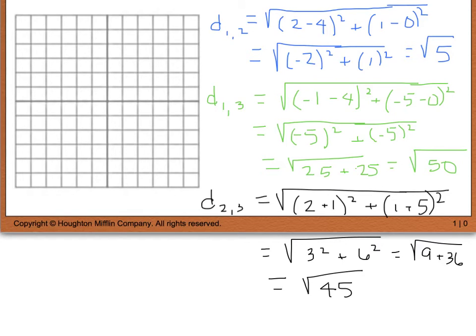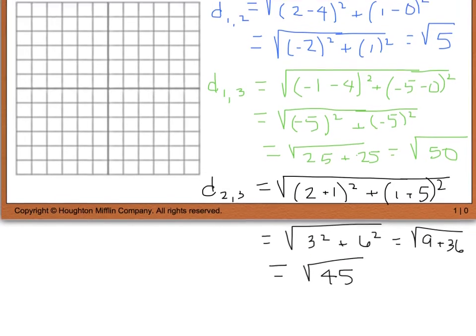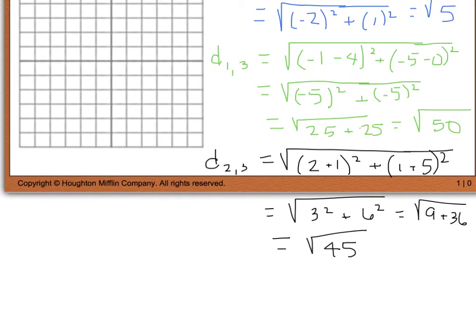So if you notice, I have a square root of 5, a square root of 50, and a square root of 45 as my 3 side lengths. What I need to do now is use the Pythagorean Theorem to prove that these side lengths actually work. Because the square root of 50 is the largest number, it is the only thing that I can have as my hypotenuse. So I'm going to call that my c value.